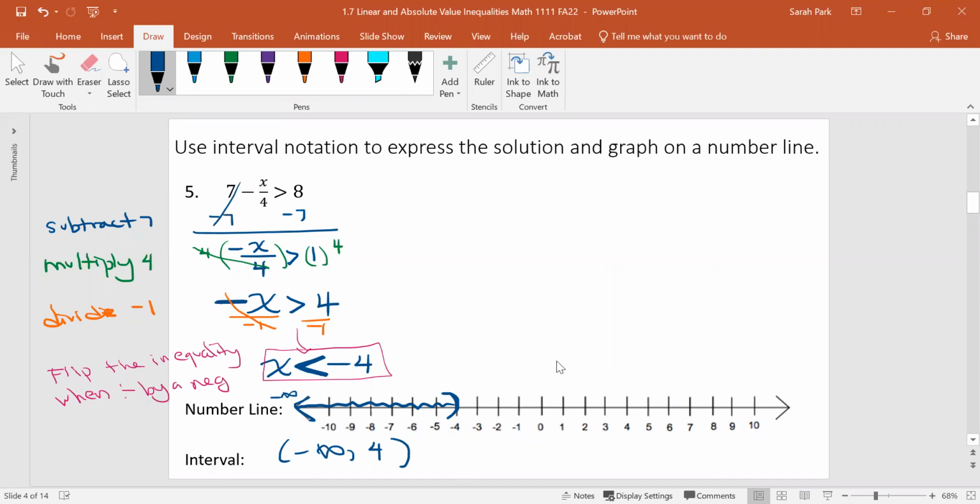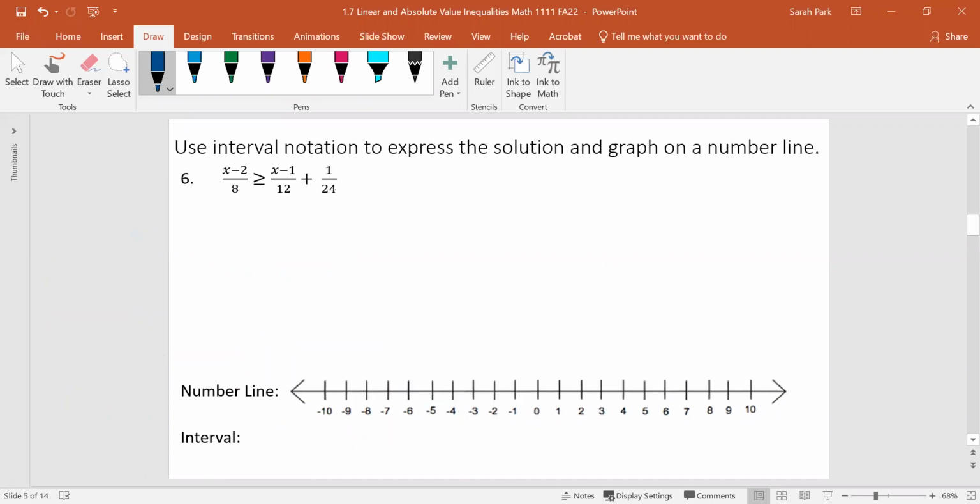And now let's look at number 6. It says (x minus 2) over 8 greater than or equal to (x minus 1) over 12 plus 1 over 24. Okay, when we're dealing with fractions, we always want common denominators. And the common denominator of 8, 12, and 24 is 24 because they all divide into 24. So my goal is to get all the denominators to be 24. And in order to do that, we have to multiply by the multiplier that will give us 24 in the denominator.